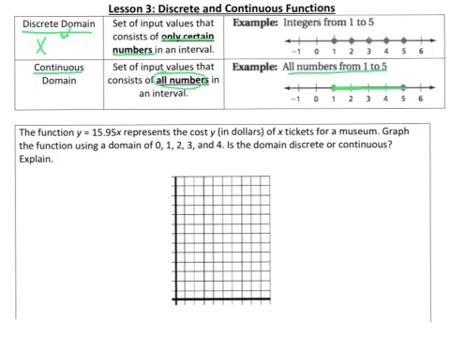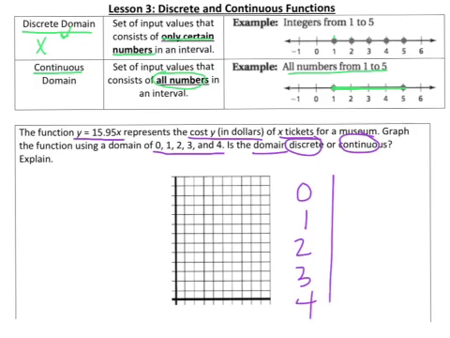So now we're going to do a little example to show you how it is in terms of graphing a linear equation. It says the function y equals 15.95x represents the cost y in dollars of x tickets for a museum. Graph the function using a domain of 0, 1, 2, 3, and 4. So we're going to graph it first. Then, is the domain discrete or continuous? All right, so first off, just like we've done in previous lessons, we are going to use domains of 0, 1, 2, 3, and 4.